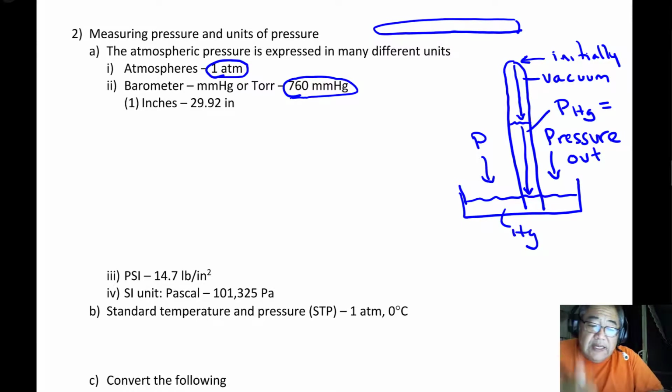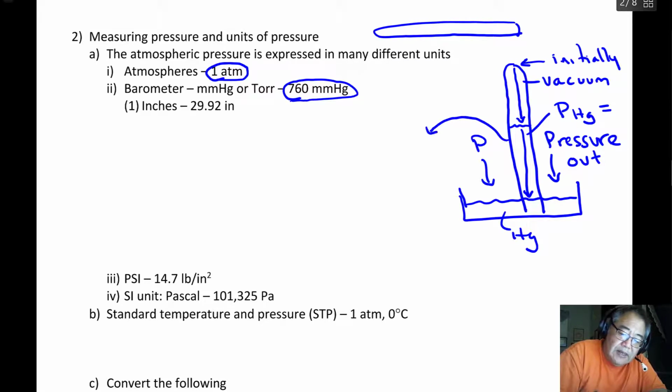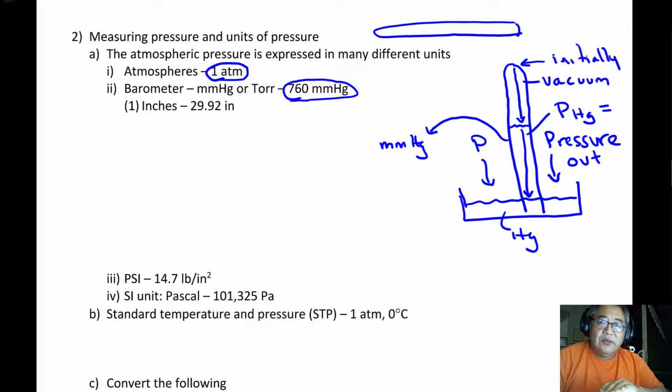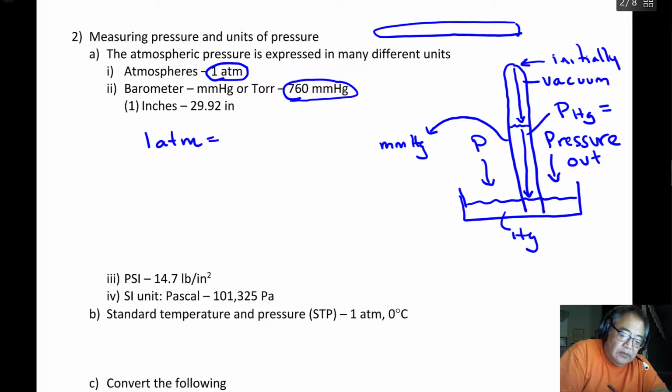Okay, so these types of pressure units, when they were measured in millimeters, we would call this millimeters of mercury. It is literally how high the mercury column is against the liquid mercury on the outside. Typically, under normal conditions, like probably about now, that mercury column would be 760 millimeters of mercury high. And so we get this idea that 1 atmosphere is equal to 760 millimeters of mercury.